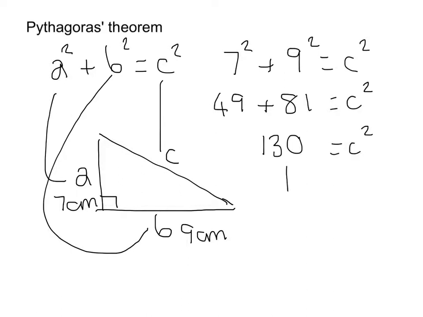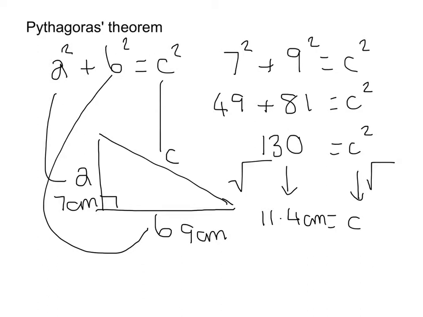And now we've got a linear equation. So to find out what c is, I need to square root both sides, which means that c is equal to 11.4, and of course I've got to remember my unit, so it's 11.4 centimetres.